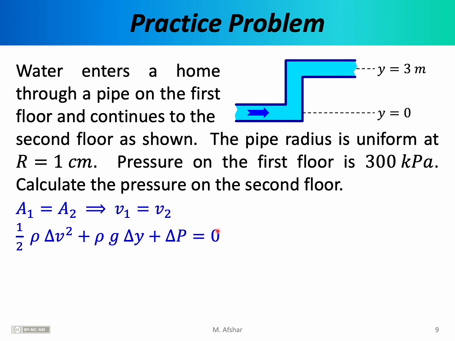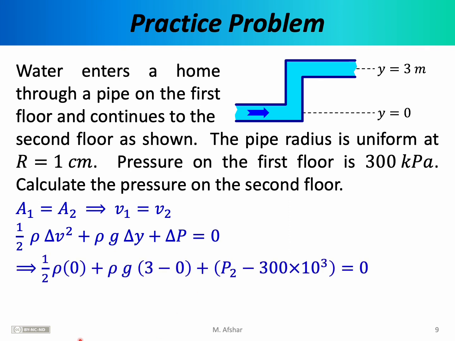We'll start with the Bernoulli equation and plug in numbers. The density here is the density of water. We don't know what the speed of the fluid is, but we know that the speed does not change, so delta v squared should give us 0. The change in height is 3 meters, so we're assuming that the first floor is at y equals 0 and the second floor is at y equals 3. And then the change in pressure, of course, is simply P2 minus 300 kilopascals.